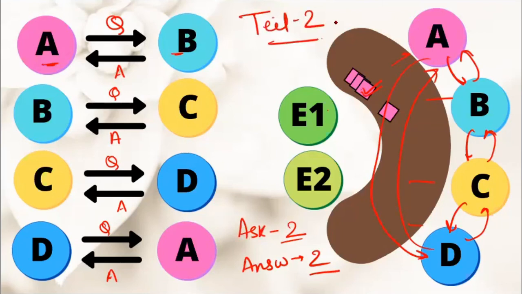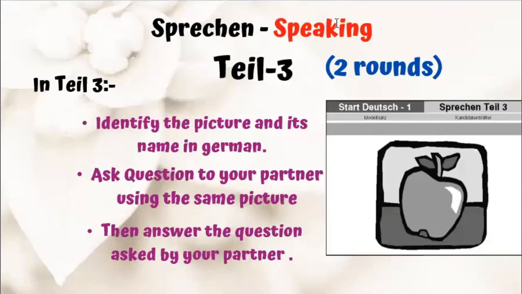Now what happens in tile 3? In tile 3, there's speaking tile 3. There are again 2 rounds, and the questions and answers follow the same pattern, but the difference here is you are not given a word, you are given an image of a picture. You have to see this picture, and identify the picture and its name in German.